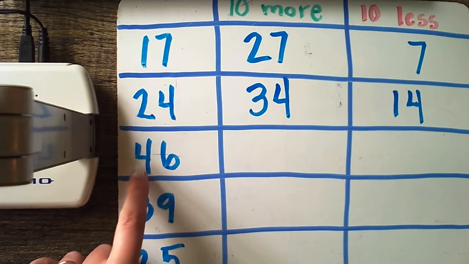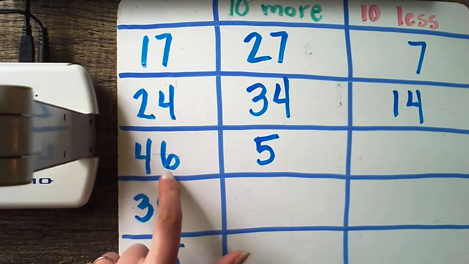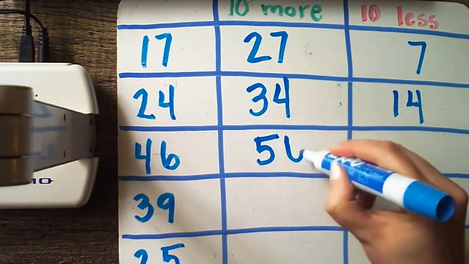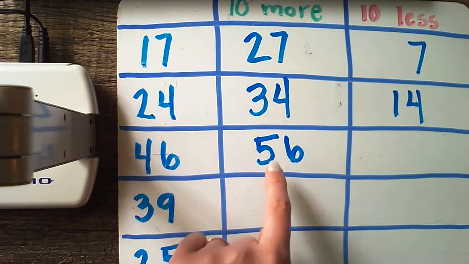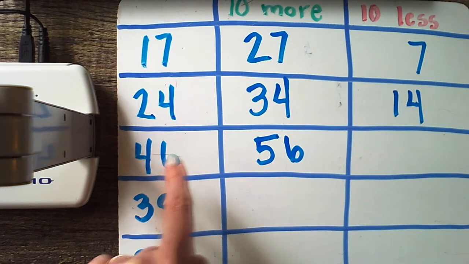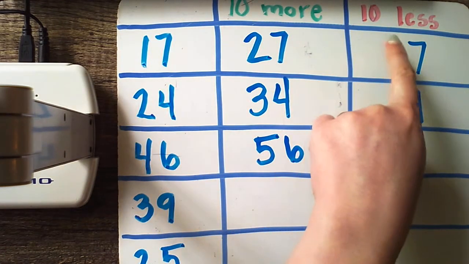So instead of having 4 tens, now we're going to have 5 tens. Our digit in the ones place stays the same. Leave it alone. Say it with me. 10 more than 46 is 56. Nicely done. Let's take a look at 10 less.